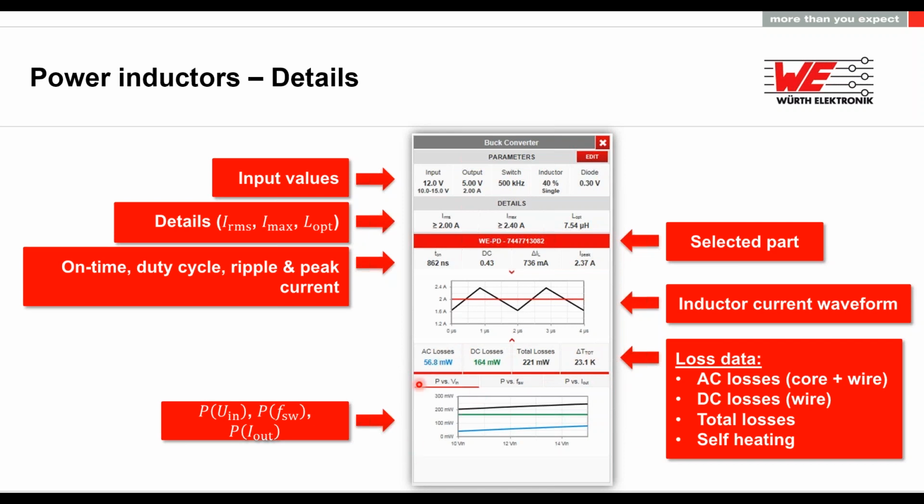You can also see here some graphs of power dissipation for the different range of voltage inputs which you have given here, and the switching frequency. If you change the switching frequency here and there, what is the power dissipation for it, and the output current.